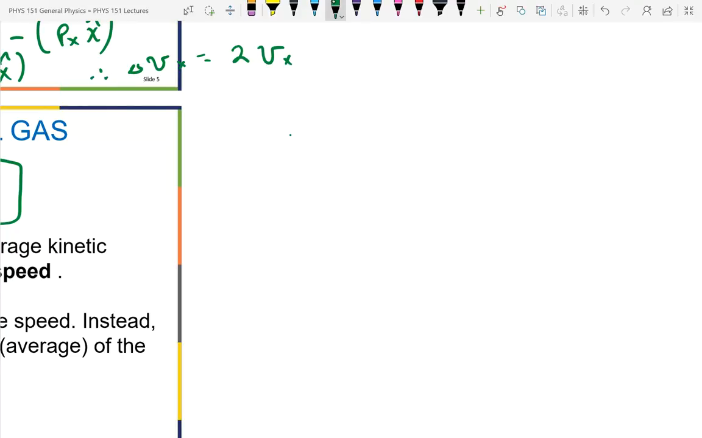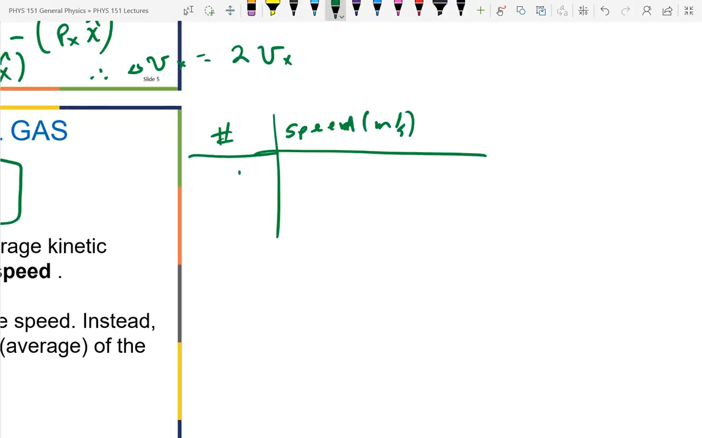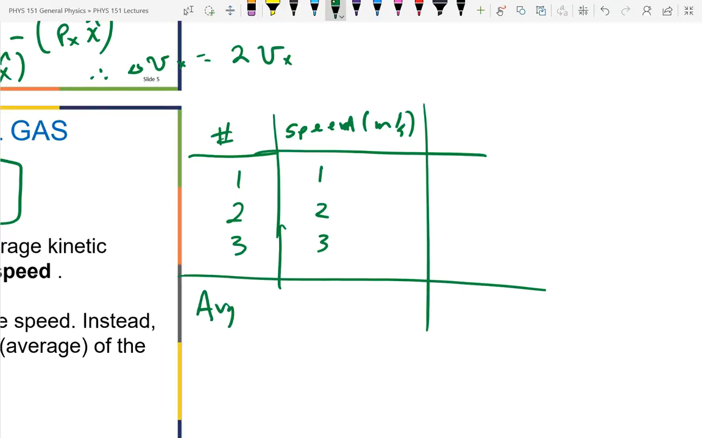Let's say we have 3 molecules, speed, and the number. Molecule number 1 has a speed of 1 meter per second. Those are our speeds. What's the average speed of 1, 2, and 3? You do 1 plus 2 plus 3 divided by 3. 6 divided by 3 is 2. So the average speed of those 3 is 2.